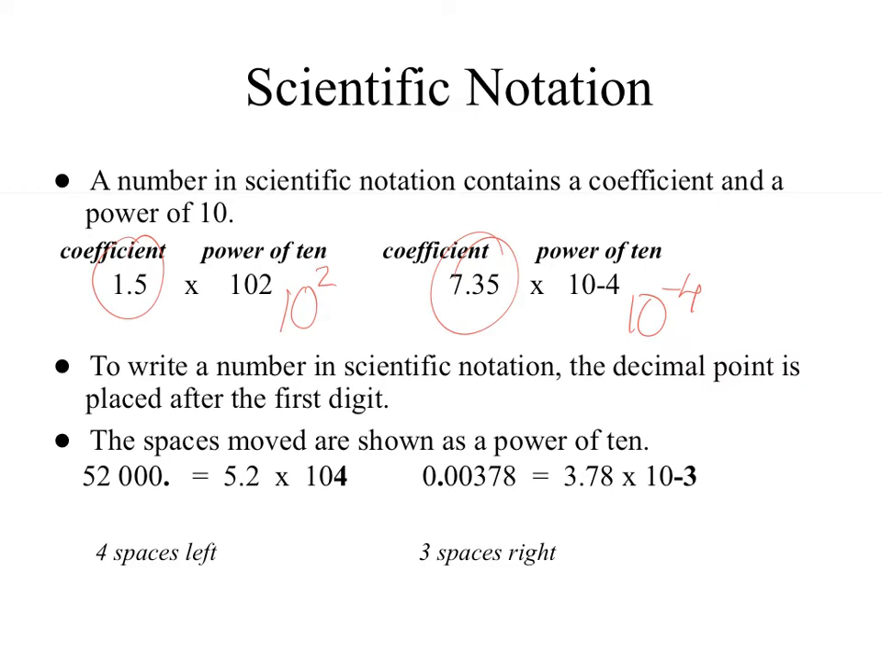So to write a number in scientific notation, the decimal point is always placed after the first digit. See my first digit, then the decimal? First digit, then the decimal. The spaces moved are shown then as a power of 10. So in other words, you count how many places over you move. And let me fix this real quick. 5.2 times 10 to the positive 4, 3.78 times 10 to the minus 3. There we go, okay?